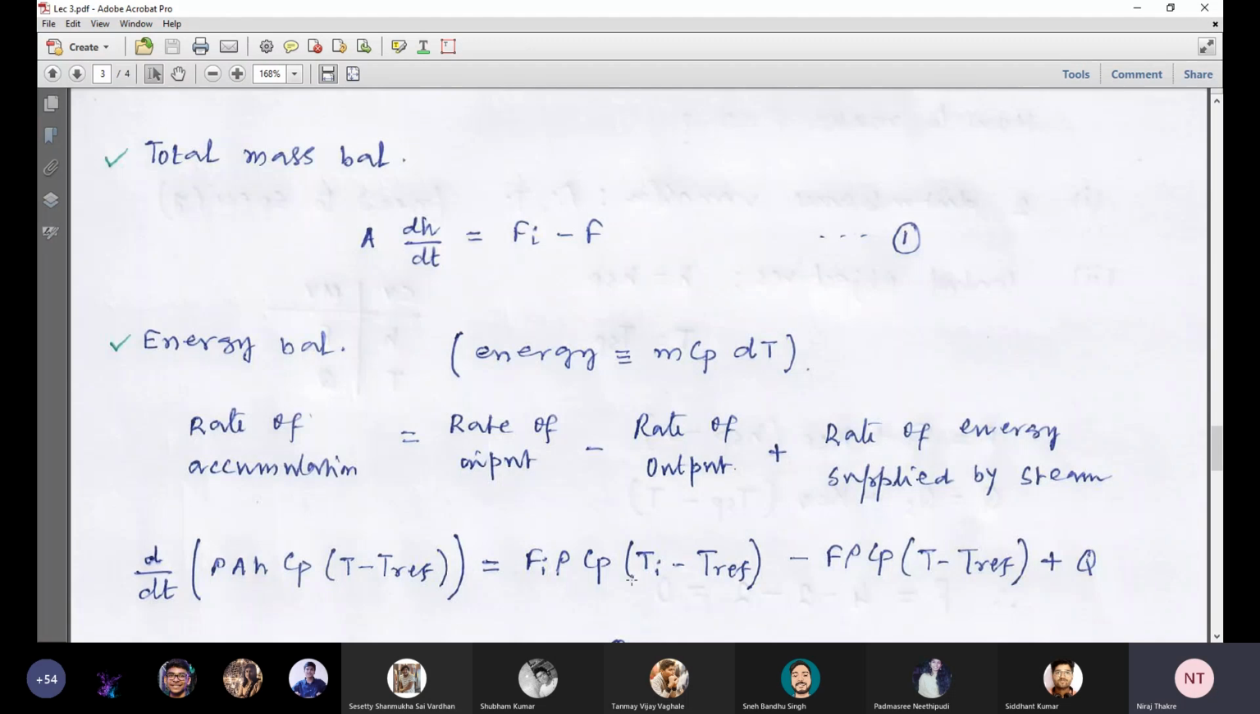Now, if you go to another book written by Henley and Seader, the same expression is there, A plus B T plus C T square, but the coefficient values for A, B, C are reported at T reference equal to 0. So from which book you are taking the data and what value is considered there for T reference, you need to consider that T reference value.